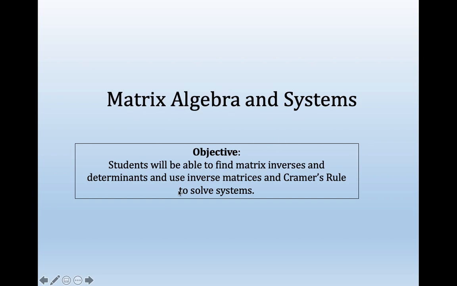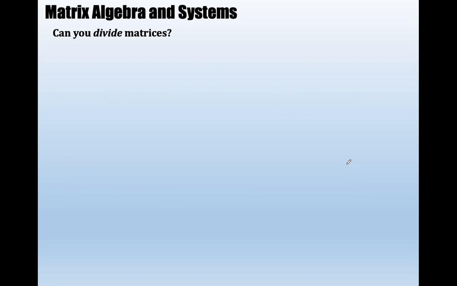Okay, matrix algebra and systems. We're going to find matrix inverses, which we did last year. So of this objective, really, there's only a few new things. We did this year, find matrix inverses. We did this last year, determinants. We used inverse matrices to solve systems, but we did not do Cramer's rule, and that's so that this one is new. So again, most of today is a review.